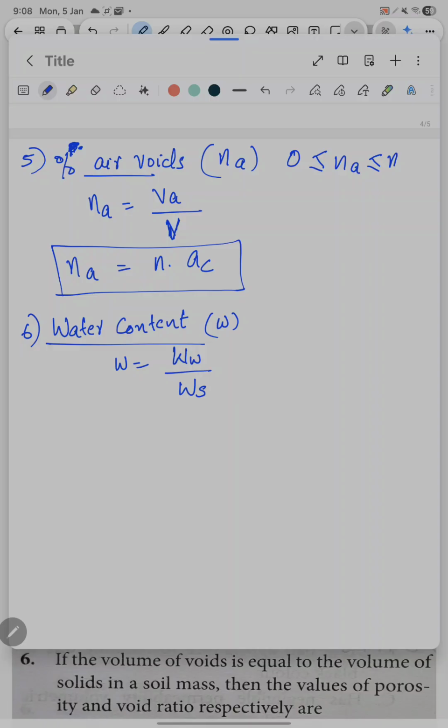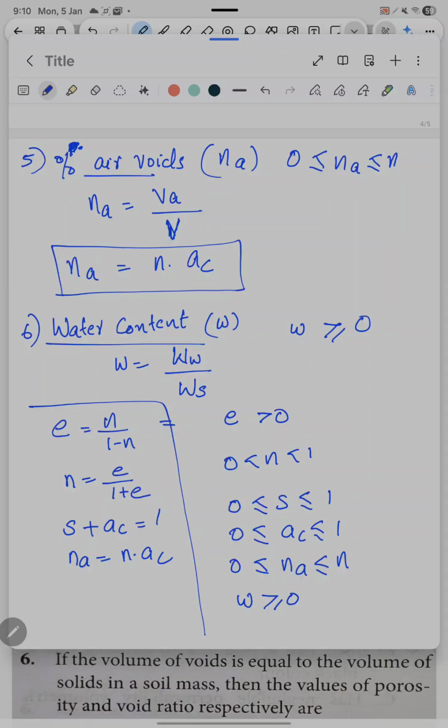In all these 5 terms, we defined the terms in terms of volume parameters. Next, we are going to study a term that is a ratio between the weight parameters, that is water content w, denoted by weight of water by weight of solids. That is the ratio of weight of water to weight of soil solids. And the water content is always greater than or equal to 0.